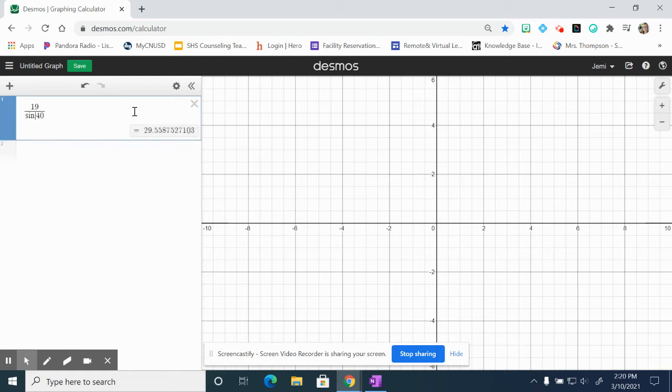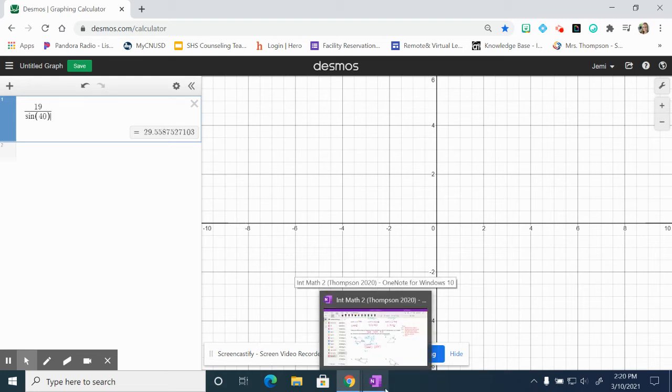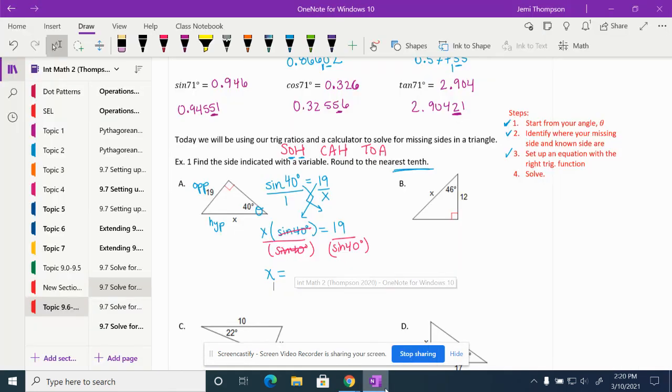Your calculator will often prompt you with parentheses. And if I put parentheses around the 40, it's not going to change anything. It's all good. 29.55875. 29.558. I'm just going to record 3 of them.